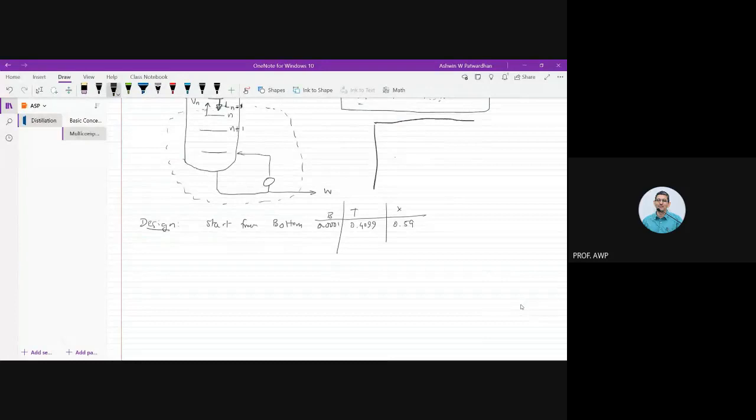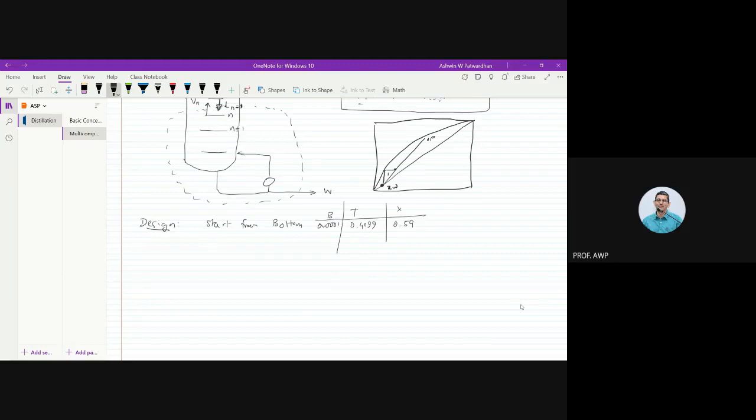What did we do in the first part of the lecture? Didn't we say that if you have to start from the bottom, and this is your equilibrium and this is your operating line, don't we have to do a bubble point calculation and then go to the material balance? That's how we'll get one stage. Do you agree or do you disagree?